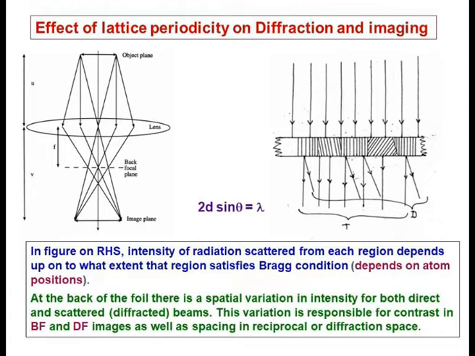Then this is all essentially dependent upon this formula, 2d sin theta equals n lambda. Suppose a defect is present there. What does the defect do? What is the role of a defect in an otherwise perfect crystalline material?